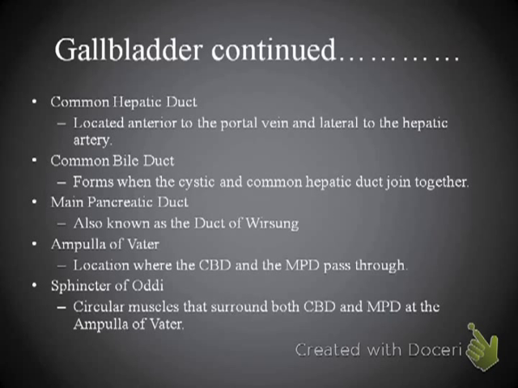We also have the main pancreatic duct, which is also known as the duct of Wirsung, and it will be abbreviated as the MPD. The ampulla of Vater is the location where the common bile duct and the MPD pass through. The sphincter of Oddi is the circular muscles that surround both the CBD and the MPD at the ampulla of Vater, and so it helps to regulate what is passing through.